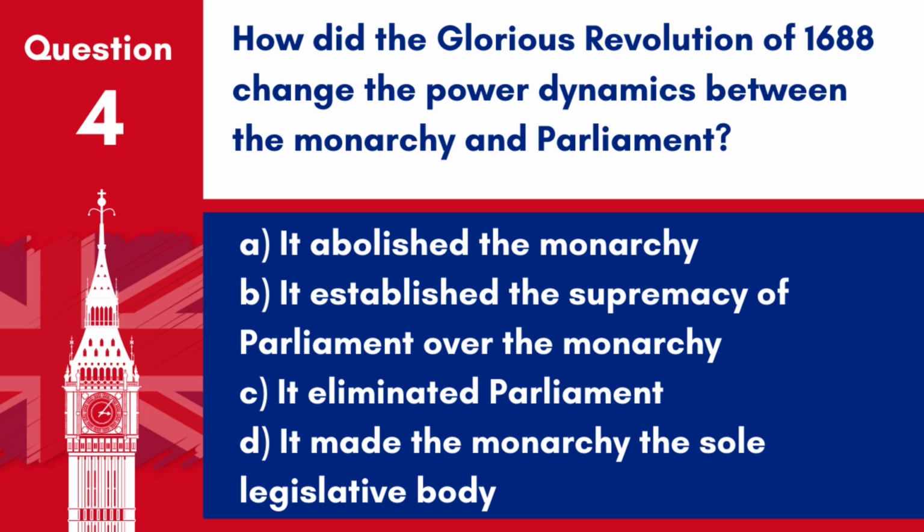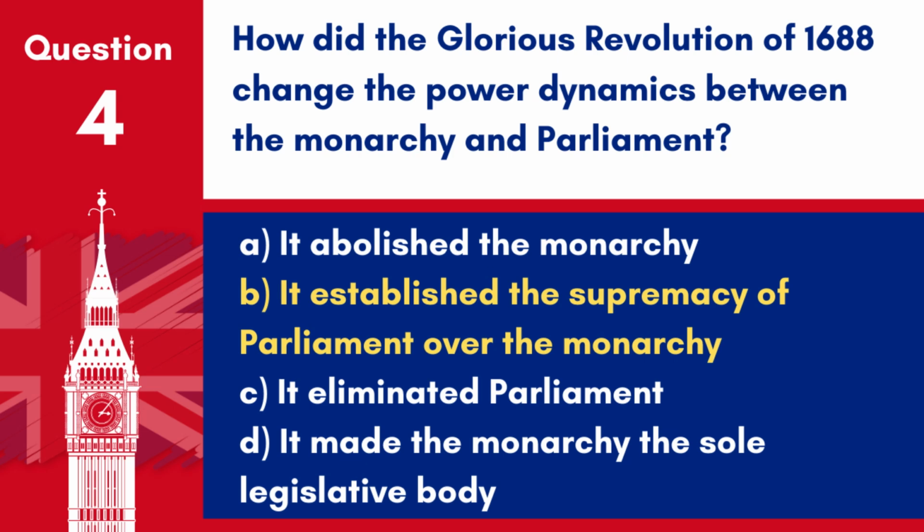A. It abolished the monarchy. B. It established the supremacy of Parliament over the monarchy. C. It eliminated Parliament. D. It made the monarchy the sole legislative body. Answer. B. It established the supremacy of Parliament over the monarchy.